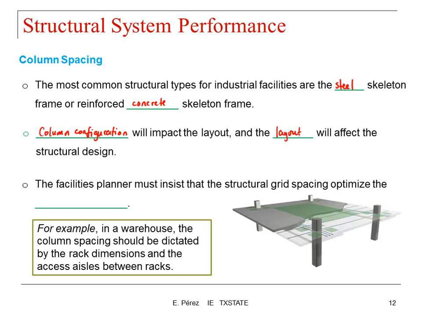If you have an idea of the type of departments that you're going to need for your facility, the location of your machines, the location of your warehouse, and so on, then you should have an input in terms of designing this structure, because you're going to have to transport some of these goods within the facility. You're going to have employees, so you need to look for their safety and so on. So the facilities planner must insist that the structural grid spacings optimize the function of the facility.